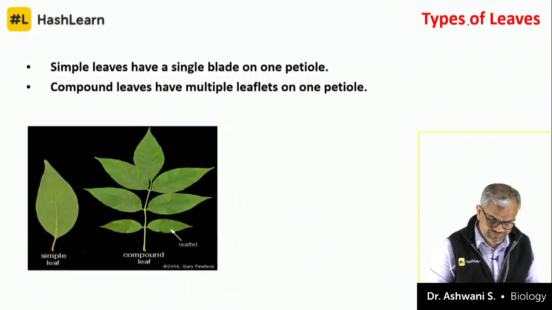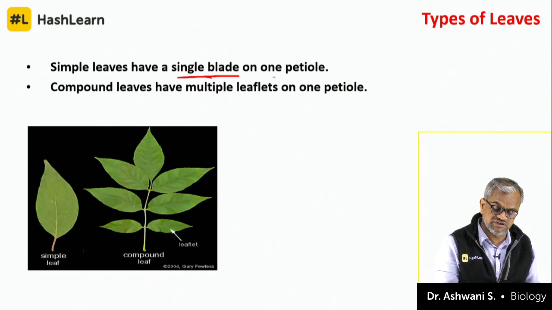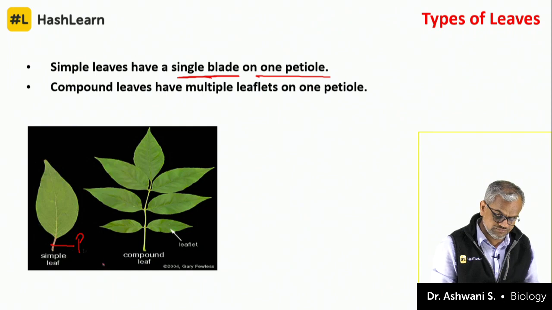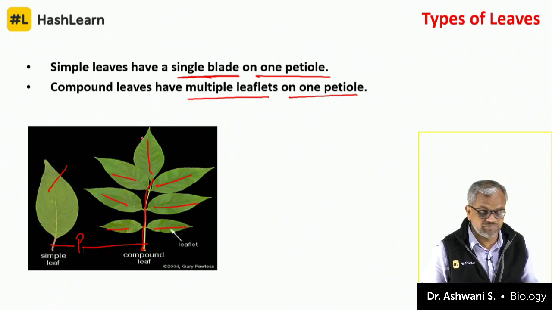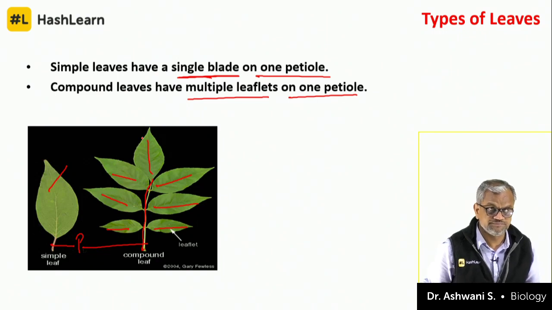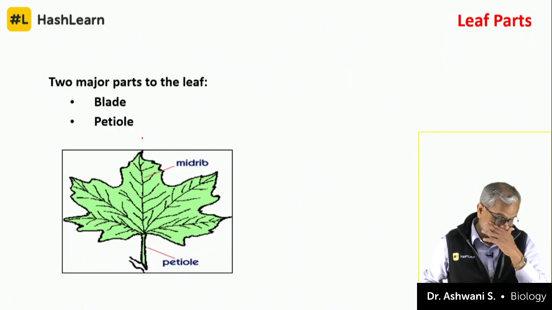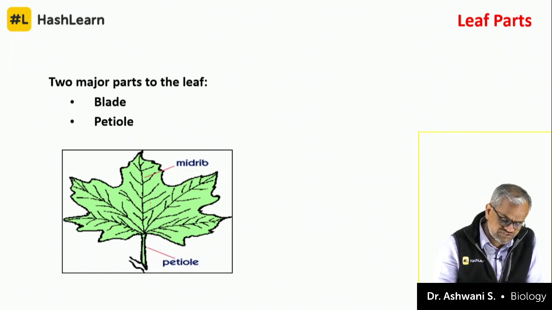So when we talk about leaves, do remember they have a single blade on one petiole. This is the petiole. This is the single blade. Compound leaf have multiple leaflets on one petiole. This is one petiole. This is one blade, one blade, one blade, and so on. This is called as compound leaves. Simple way to understand it. Right? Now, if you see, the central structure is called as midrib, which starts from the petiole.